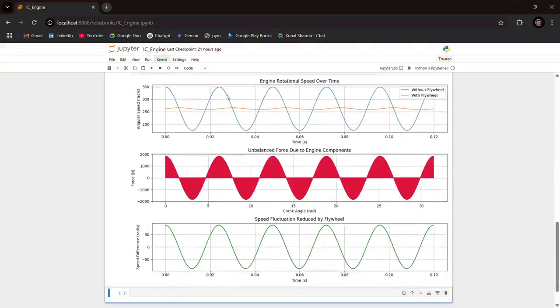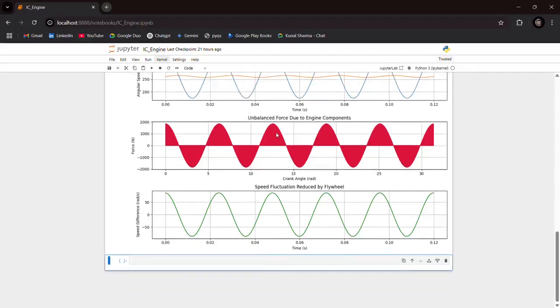So as you can see, the three graphs show up. The first one is the engine rotational speed over time, where the blue line shows the speed without flywheel and the orange line shows the engine rotational speed with the flywheel induced. Second one shows us the unbalanced force due to the engine components, that is, how it varies with the crank angle. And the third one shows us the speed fluctuation reduced by flywheel.